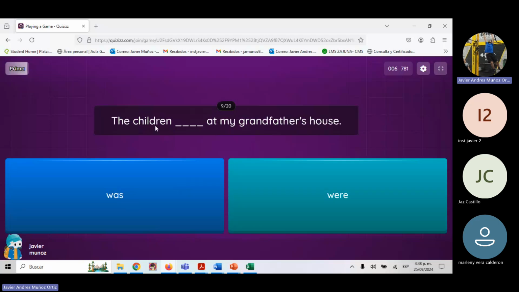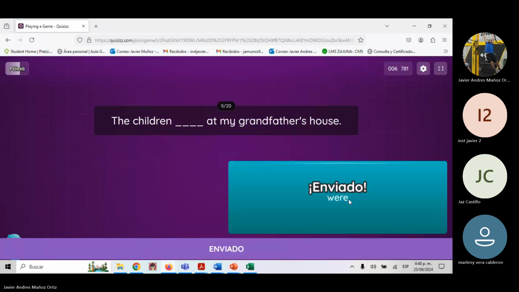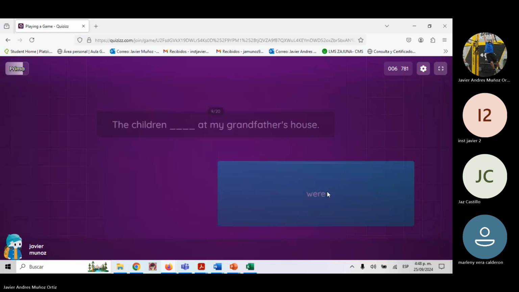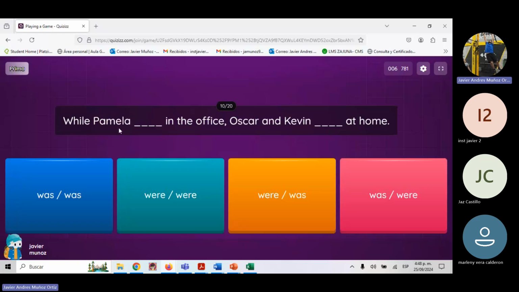Number nine. Child is only one, niño. Children are more than one. It's plural, niños. So the children could be replaced with they. So with plural nouns, in this case, we use were. And the last one, Pamela is only one, therefore we need to use was. Option A and option D are possible. In the office, Oscar and Kevin, it's them, a plural noun. Because they are together, we need to use were. So was and were. What's the correct option here? Option D, red one.